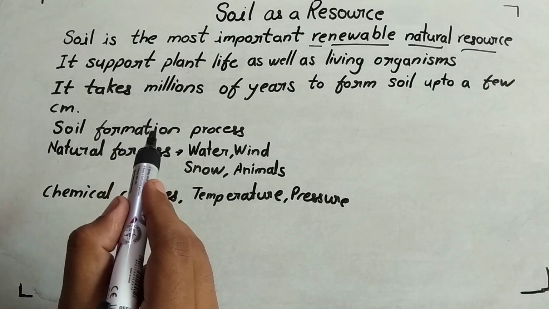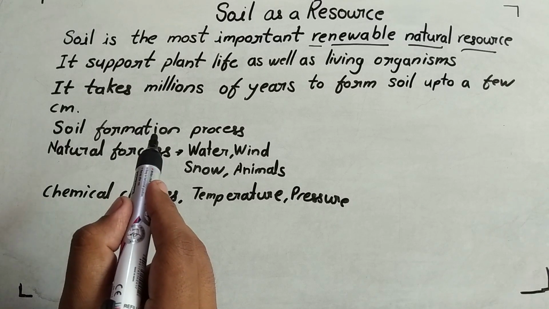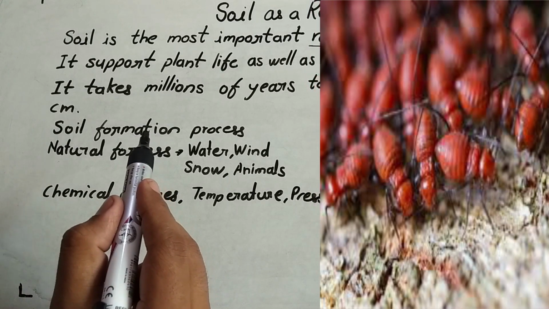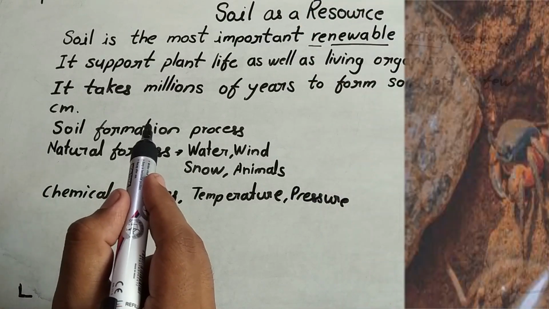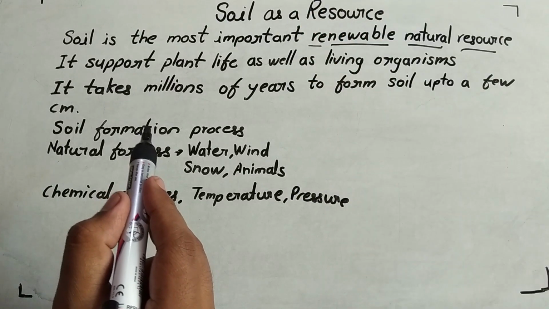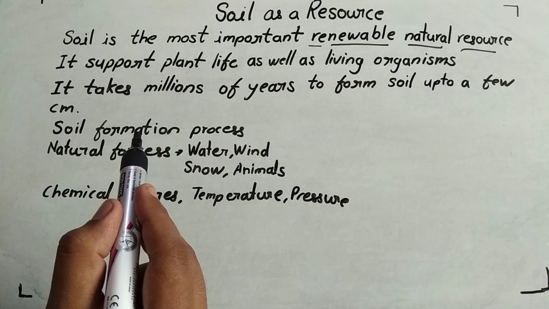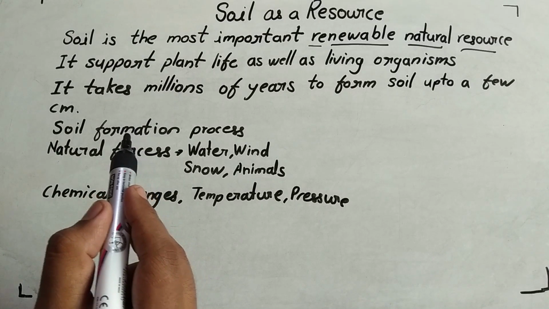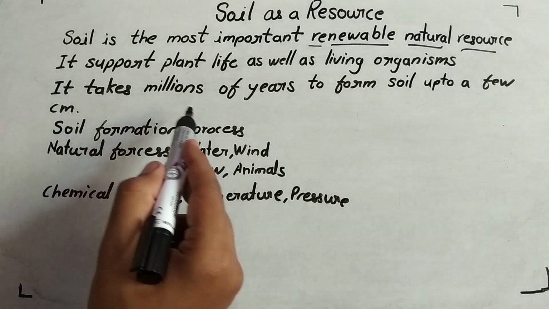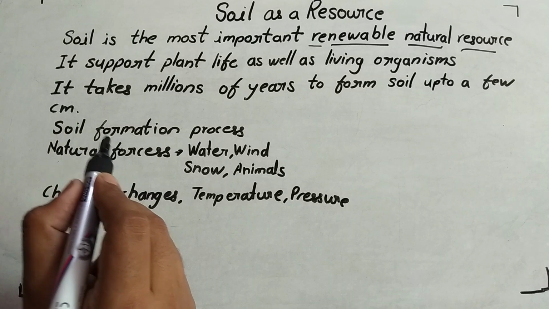There are many microscopic organisms as well as some insects and rodents that live and directly depend on the soil. They make their shelters inside the soil in the form of burrows, and they live there, reproduce there, and their life cycle is totally in and around the top layer of soil. It takes millions of years to form soil up to a few centimeters. Soil is an important resource.